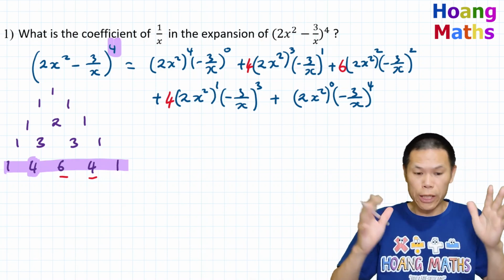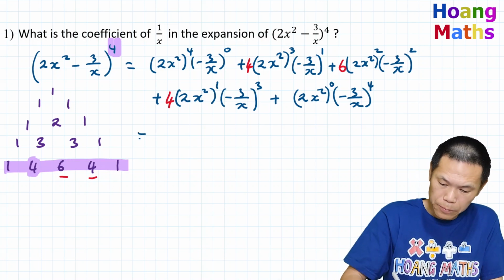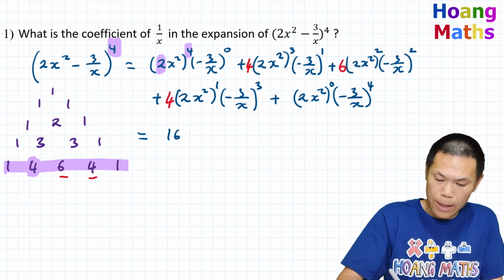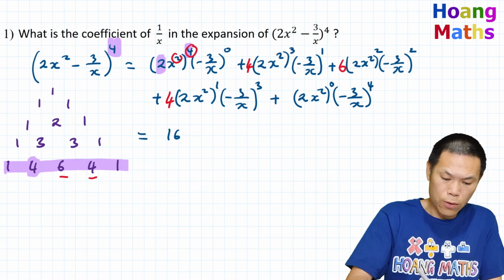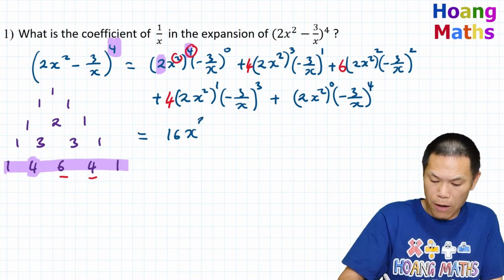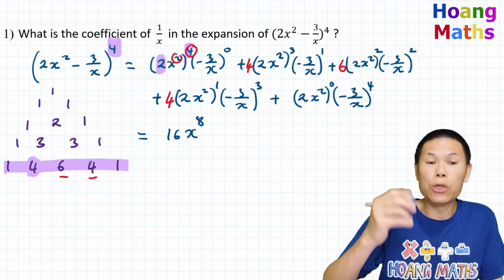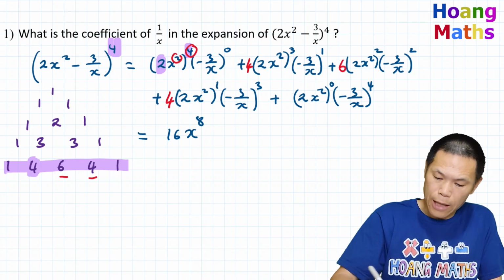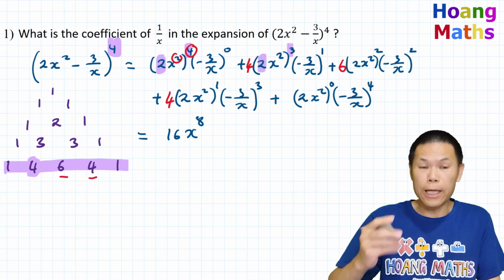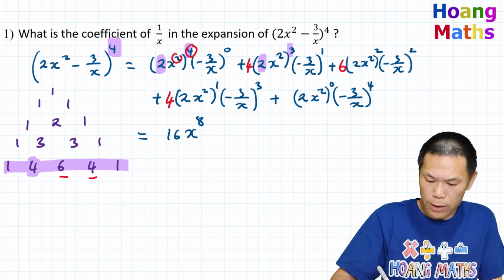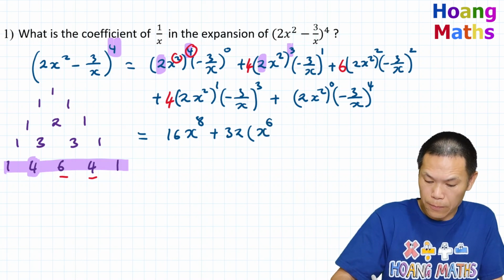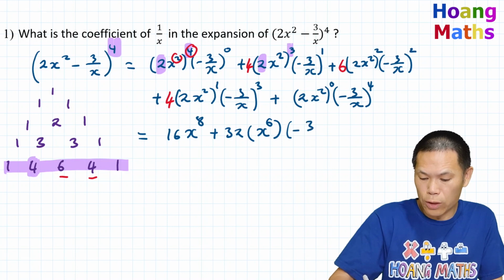So now let me just tidy this up. So this is 2 power 4, which is 16. And then we have 2 times 4 is 8, so x power 8. And now, because negative 3 over x power 0 is 1, we can just ignore that. Then we have 2 power 3 is 8, and 8 times 4 is 32. So we add 32, and then x squared power 3, so x power 6. And then we have the negative 3 over x.